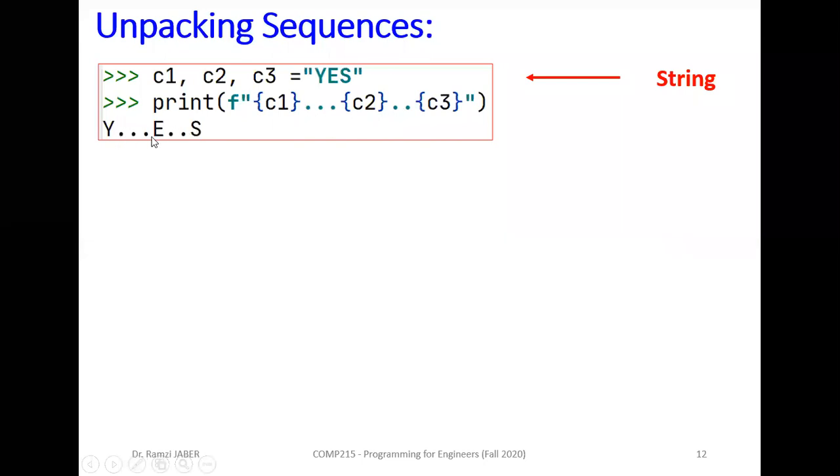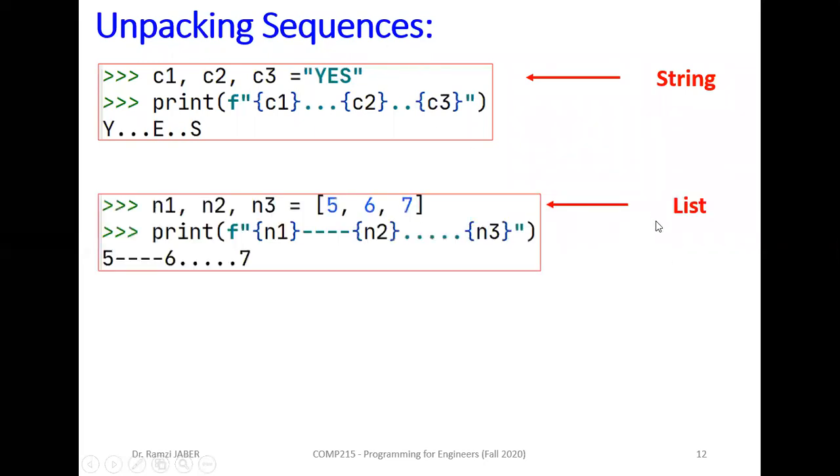Give us Y, any text, E, any text, S. So we can use unpacking sequence on the string. If the string has more than 3 letters, it will give us an error. We have 3 variables with 3 characters. Okay, it will give us an error if not. The number of variables must equal the number of characters or elements.